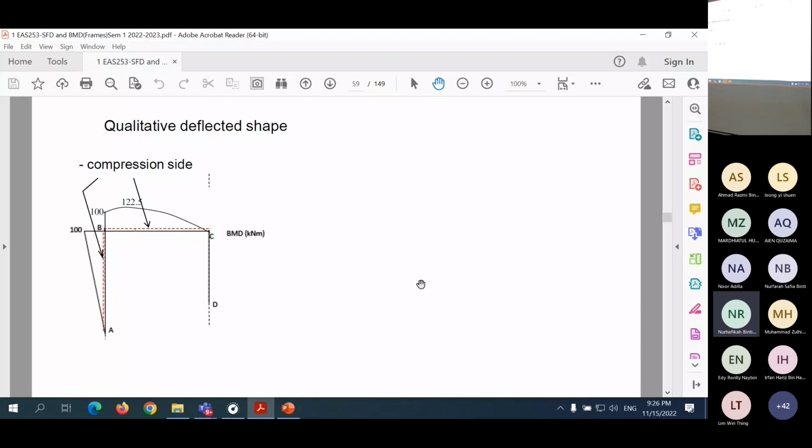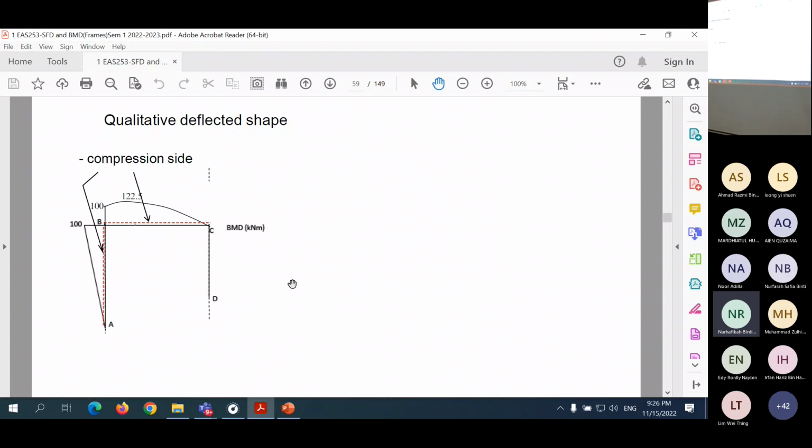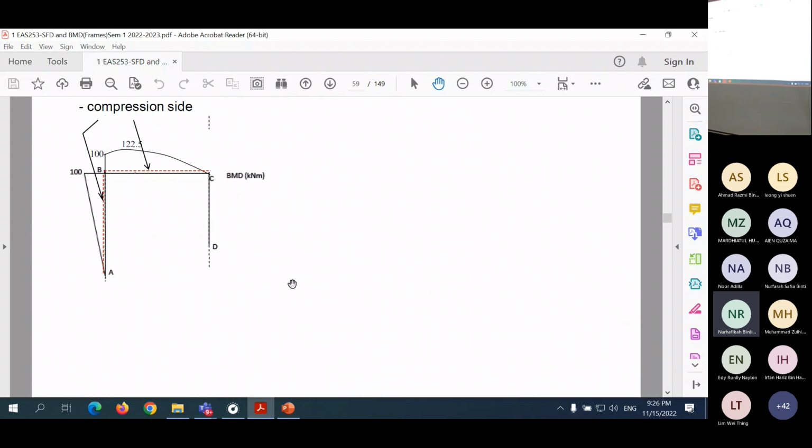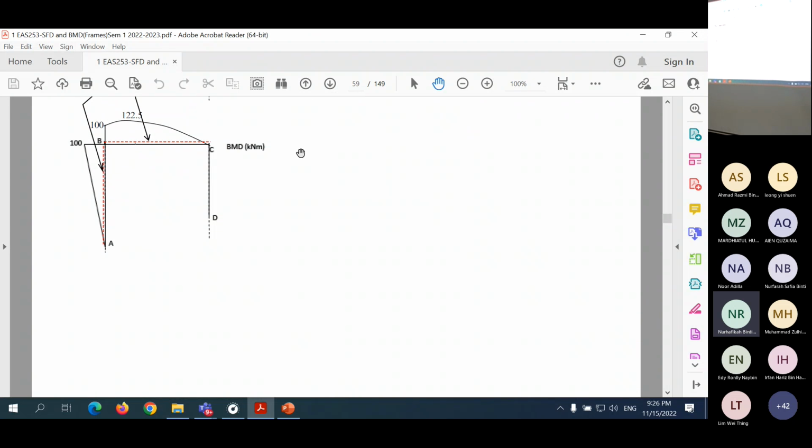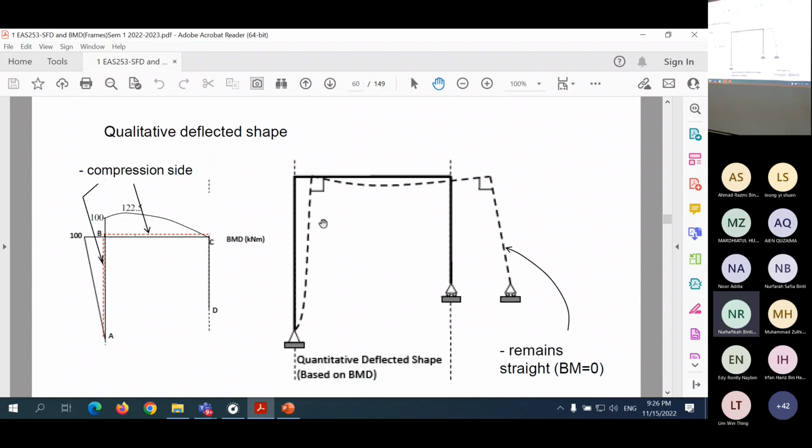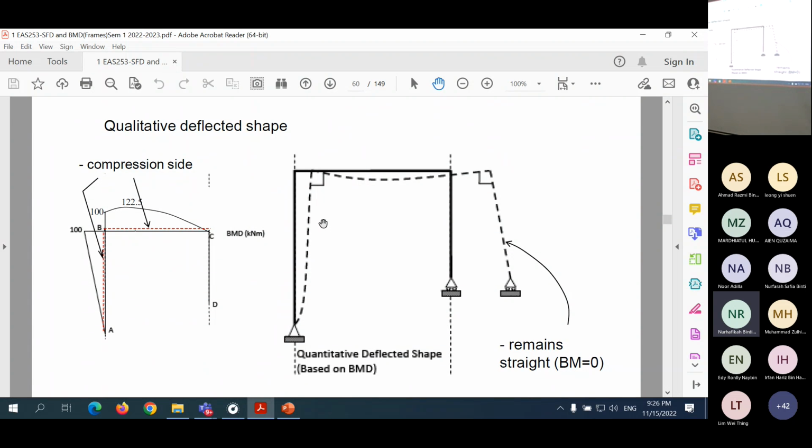qualitative deflected shape. So this is compression on this side, compression on the top part, no bending. So our qualitative deflected shape will be like this. This one should bend like this so that this side is in compression. This side should bend down so that the top part is in compression. And this one here, you see, it should remain straight because there is no bending moment.